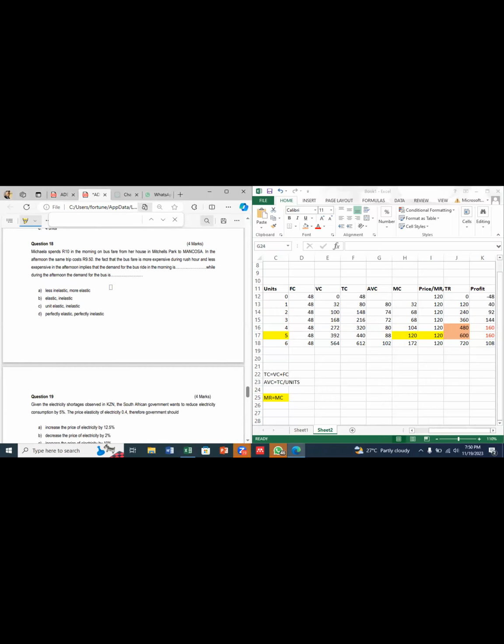Question 18 states that Michaela spends 10 Rand in the morning on bus fare from her house to Michelle Park, to Mankosa. In the afternoon, the same trip costs 9.50. The bus fare is more expensive during rush hour, less expensive in the afternoon, and implies that the demand for the bus ride in the morning is, while during the afternoon, the demand for the bus is. So we have either elastic, inelastic, perfectly elastic, etc. So 10 Rand in the morning, and it reduces in the afternoon to 9.50.